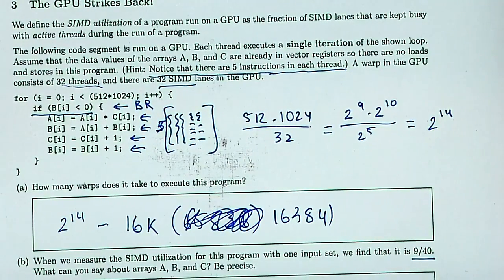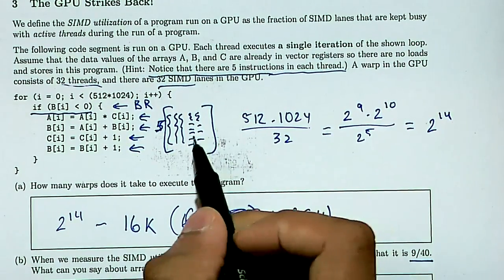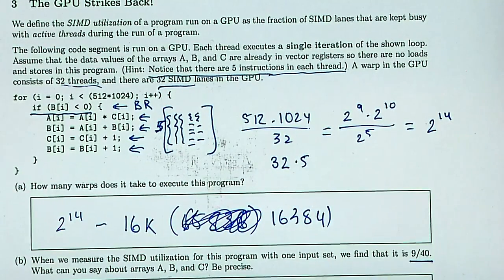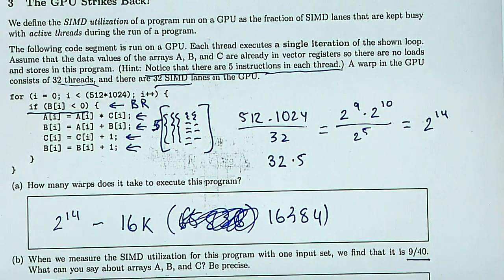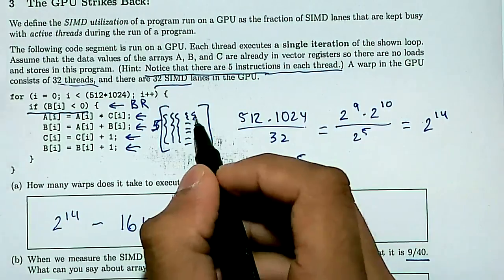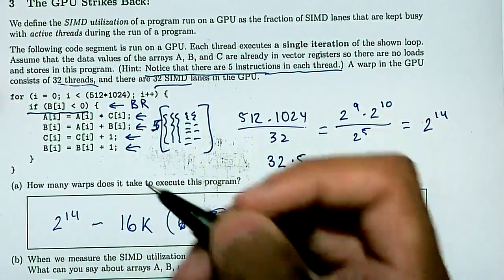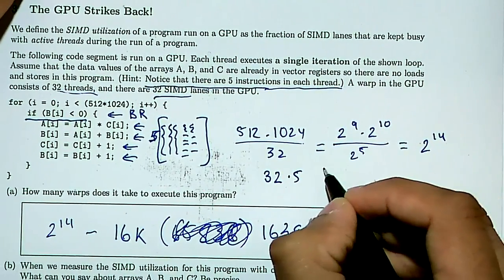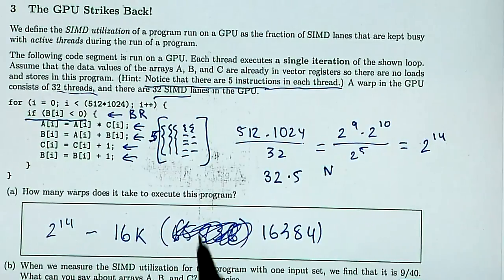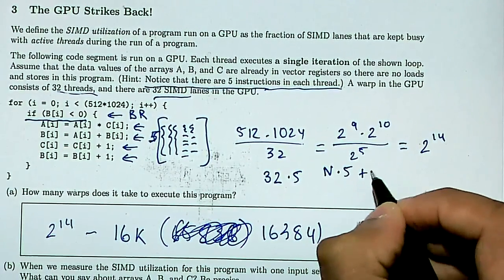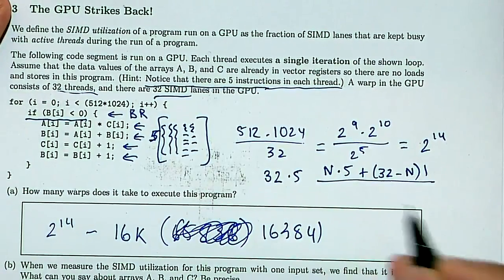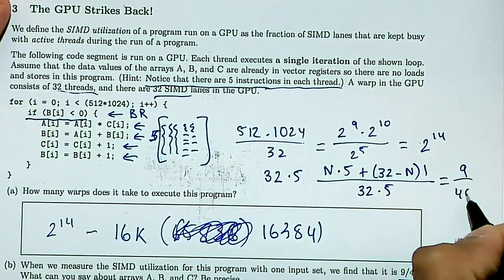One way we can think about this is out of the total number of instructions executed per warp. If a warp is 32 threads and each thread executes 5 instructions, then the total number of instructions is 32 times 5. For the utilization to be 9 out of 40, some threads executed no useful work, just the branch, and some executed the full 5 instructions. Let's say n is the number of threads that execute all 5 instructions. So we have n threads executing 5 instructions plus 32 minus n threads executing just 1 instruction. That ratio out of the total number of instructions, 32 times 5, equals 9 out of 40. Does that make sense?